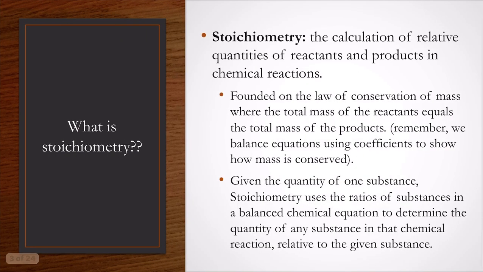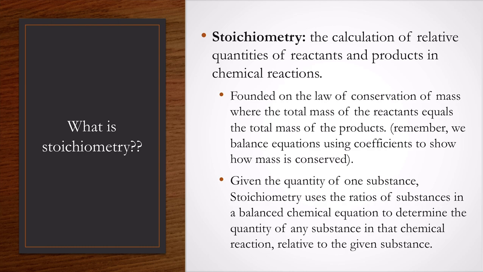And so let's talk first about what stoichiometry is. Stoichiometry is the calculation of relative quantities of reactants and products in chemical reactions. And this method of calculating the relative quantities of reactants and products is founded on the law of conservation of mass, where the total mass of our reactants is always going to equal the total mass of our products. The reason it is like that is because remember that in a chemical reaction, we're not creating matter and we're not destroying matter.